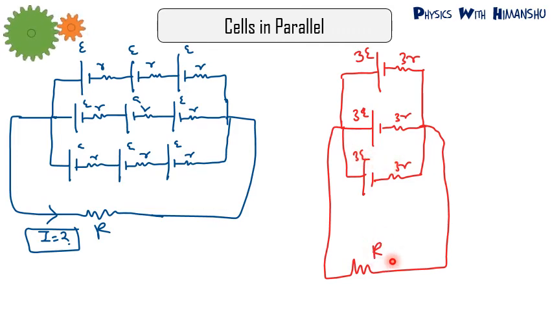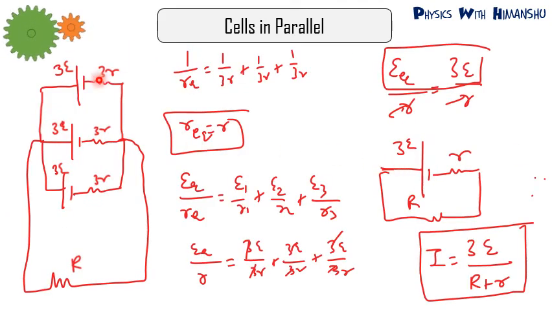And we have an external resistance R. Now all these three branches are in parallel. So first we'll calculate 1 upon R equivalent: 1 upon 3R plus 1 upon 3R plus 1 upon 3R. So R equivalent will be equal to R. Now we'll calculate E equivalent. So E equivalent by R equivalent equals E1 by R1 plus E2 by R2 plus E3 by R3. Solving this equation, we get E equivalent equal to 3E. So this circuit will further get simplified to this one.